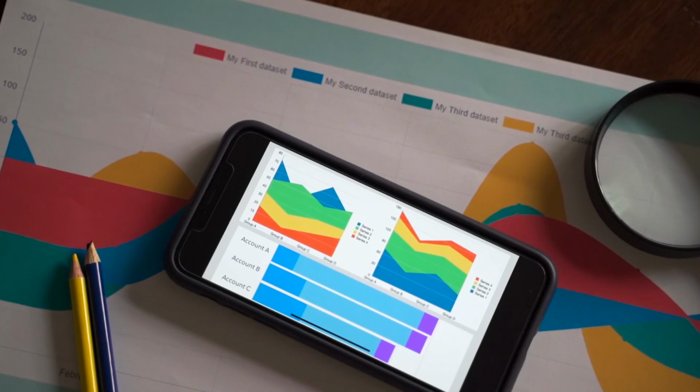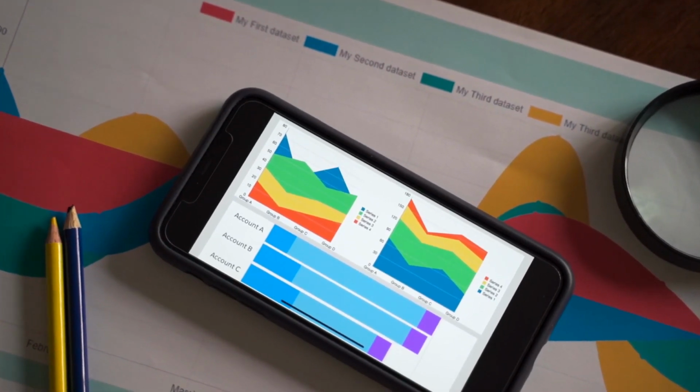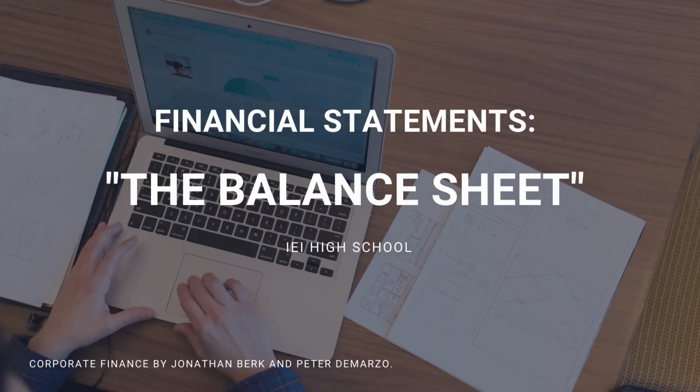Continuando con la clase anterior sobre Financial Statement Analysis, hoy les presentaremos uno de sus tipos, que es el Balance Sheet. Cabe destacar que el contenido está basado en el libro Corporate Finance by Jonathan Berg and Peter DeMarzo.